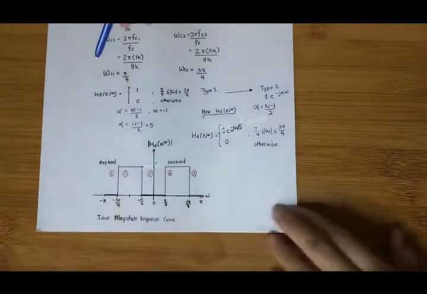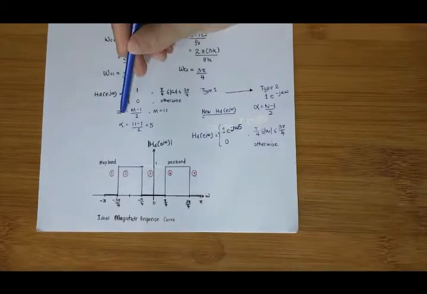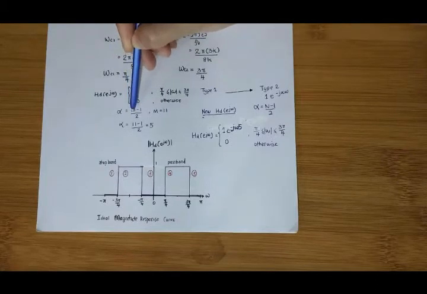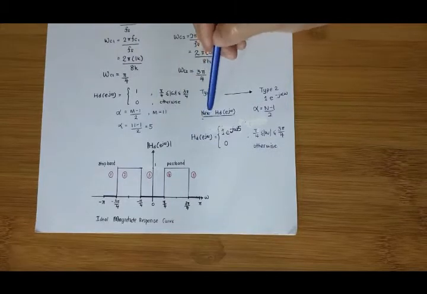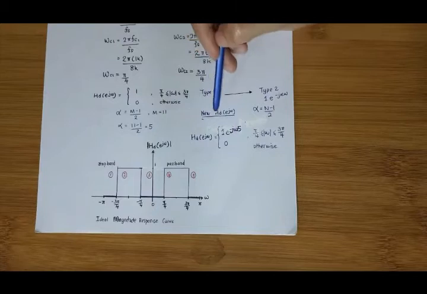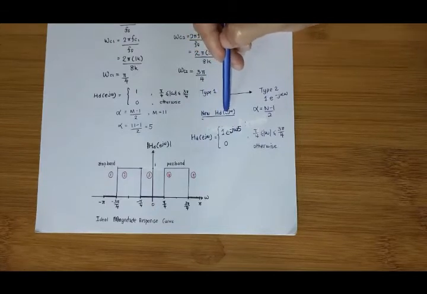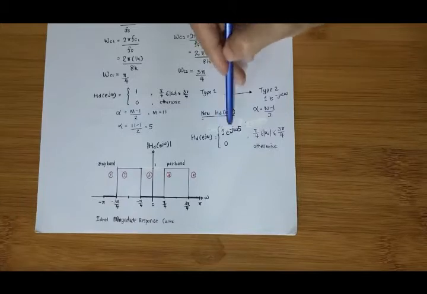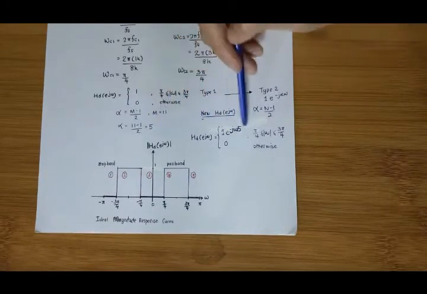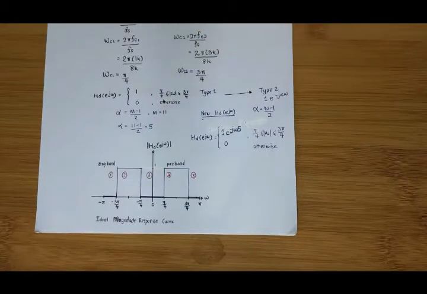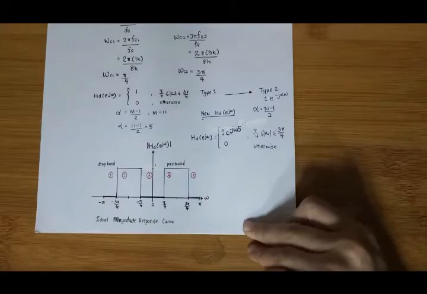Then we are going to find our alpha. From the question, our M equals 11. So we are using the formula (M minus 1) divided by 2, and we get 5. Now we construct our Hd(e^jω). Our new Hd is 1 times e^(-jω5). So we substitute our alpha with 5. Then we go to the next step.